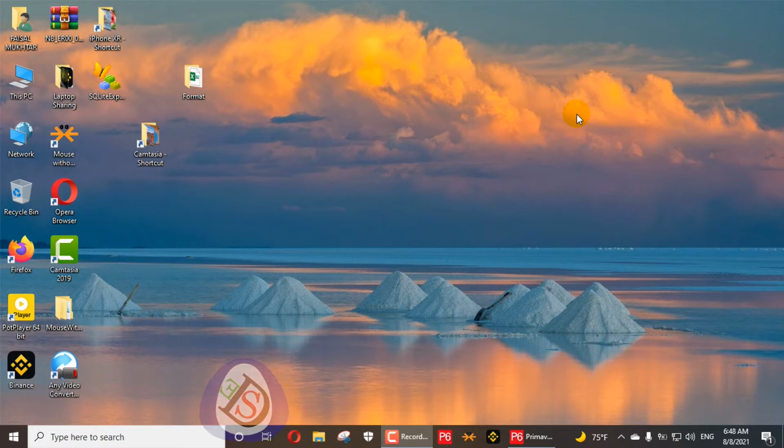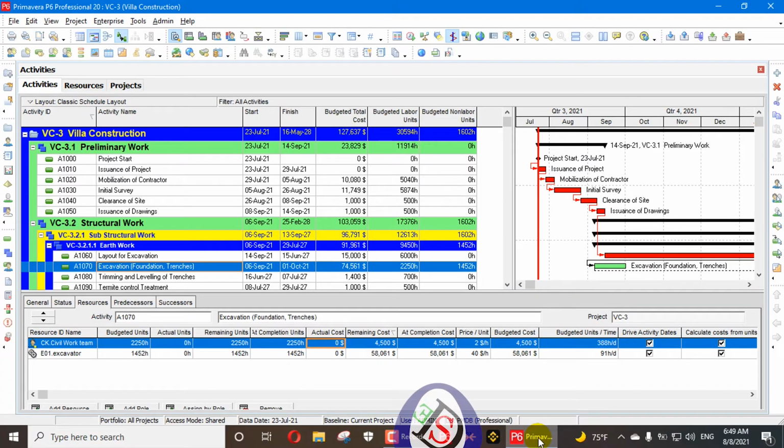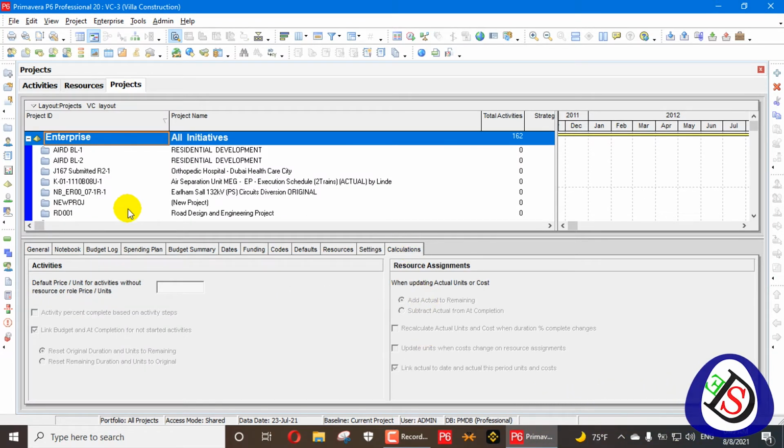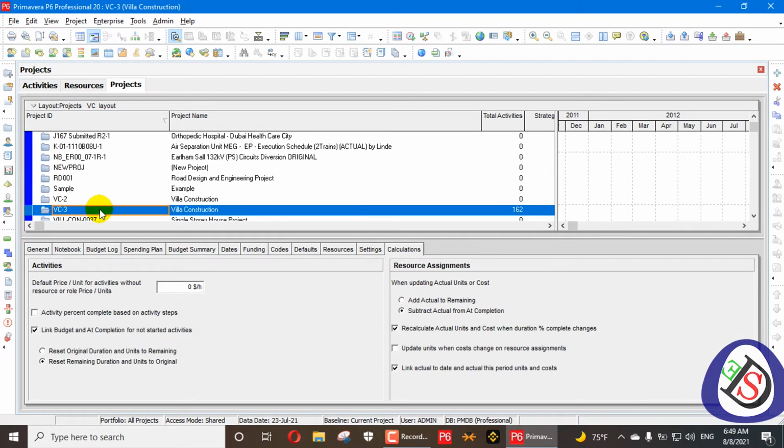So today the concern is not that one, but how to update your actual units. There are two types of actual units and cost updating in Primavera P6, so two settings. How do we calculate these settings in Primavera P6? I will go here in Primavera P6 and show you in Projects. There are settings in project calculations. You can see add actual to remaining. So here I will go in my project. There are two options: add actuals to remaining, and the other one, subtract actual from at completion. I will briefly explain the setting when updating actual units or cost.